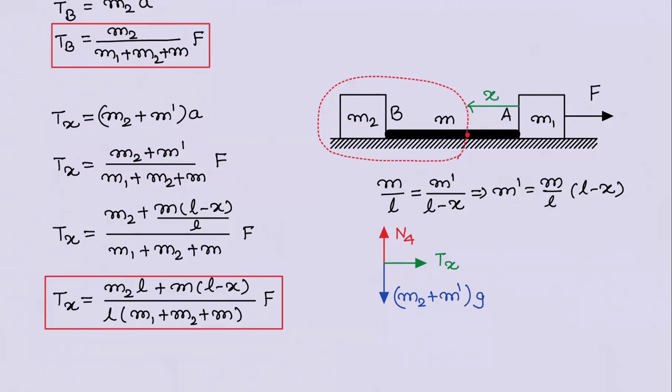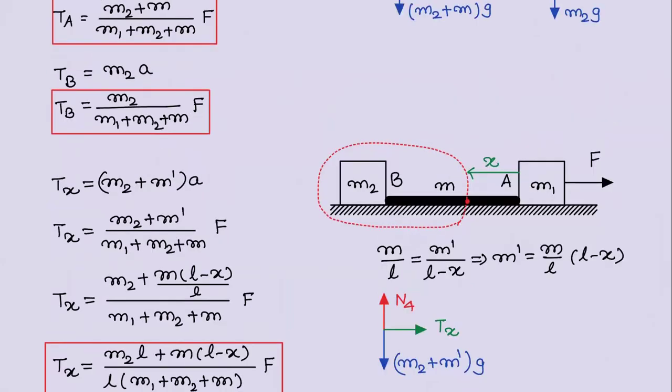If you want, you can cross check this one by applying boundaries. When I take x equal to 0, the answer must be TA. So put the value of x as 0. When you make it 0, we get (m2L plus mL) by L into this one. So L gets cancelled. The answer will be (m2 plus m) by (m1 plus m2 plus m) into F. Check it, exactly matched. When you put x equal to L, then it must be the tension at B. When you put x equal to L, this entire term becomes 0. When this is 0, L gets cancelled. It is m2 by this value. Exactly matching. Check it. This is how you have to deal with massive ropes.